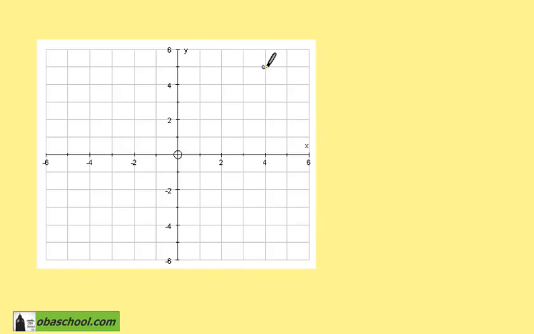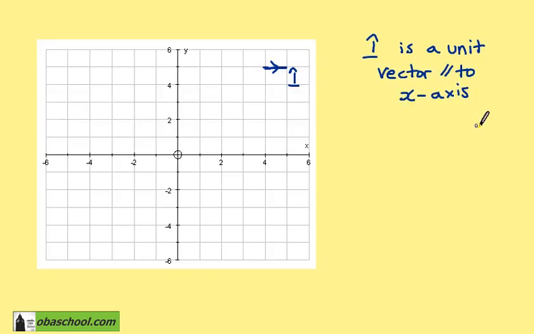In this video, we're going to look at the definition of base unit vectors. We define a vector i as a unit vector in the direction of the positive x-axis. So i is a unit vector. A unit vector is a vector of length 1 unit parallel to the x-axis and in the positive x direction.